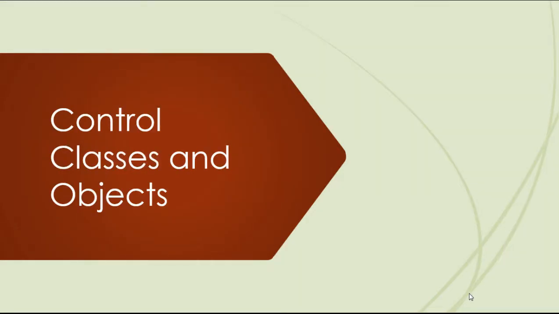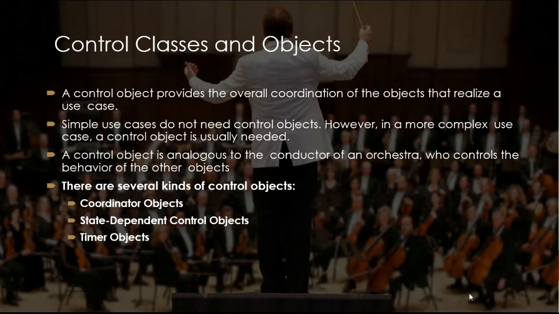Control object and classes. The control object is a software object that controls the overall behavior of the system. By using the control object, we are controlling other objects, the other use cases of the system. The control object is used to model the use cases or other use cases. You can imagine the control object like the orchestra that's controlling the others.